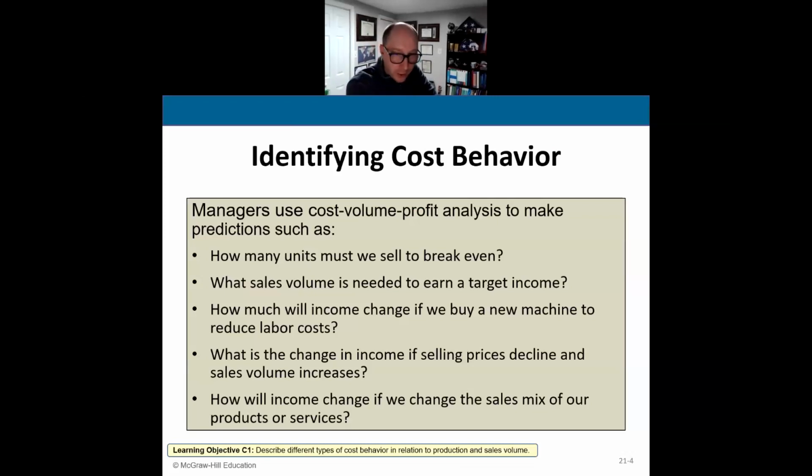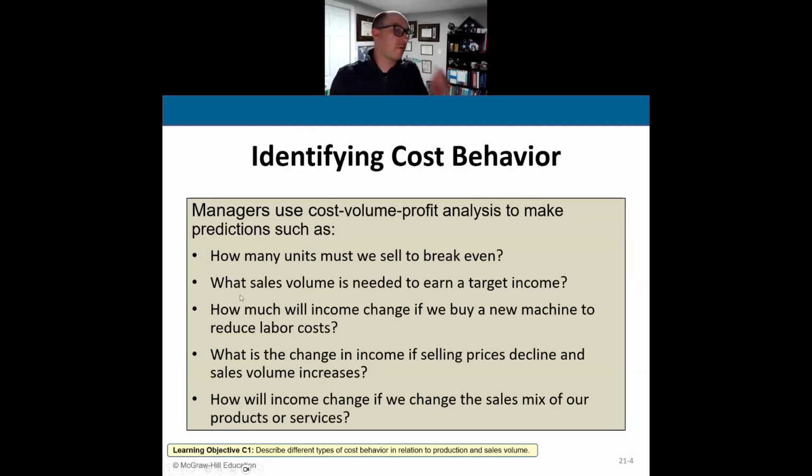And the last question here is how will income change if we change the sales mix of our products or services? The word sales mix, as you probably already know, I think we talked about it, is the number of different products that the company sells. If you sell a lot of different products, that's a sales mix, right? If that changes, how will our sales change? That's what that question tells us. So these are just some simple questions that you might ask yourself in business in order to understand how to break even.